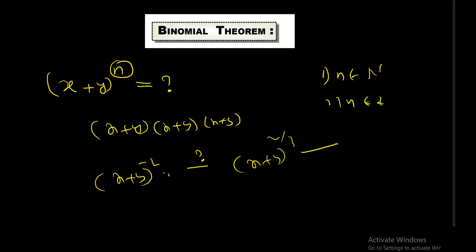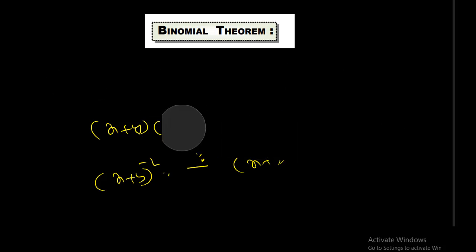Second case, n is an integer. Third case, n is a fraction, that is, a rational number. So first of all, I want to complete case 1. That is, n is a natural number: how to expand (x + y) to the power n, what is the formula given by Newton.